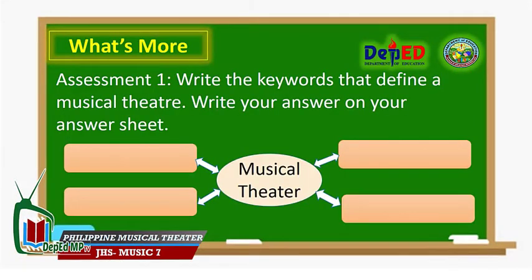It's time to check your understanding. For Assessment 1, write the keywords that define a musical theater. Write your answer on your answer sheet. You are given 40 seconds for this activity, and your timer starts now.